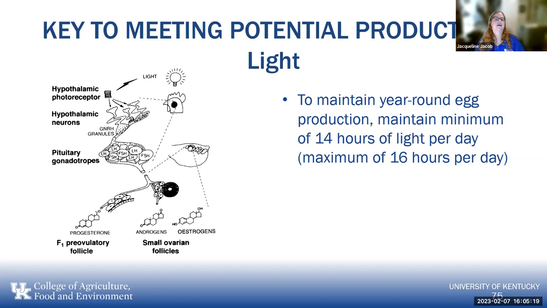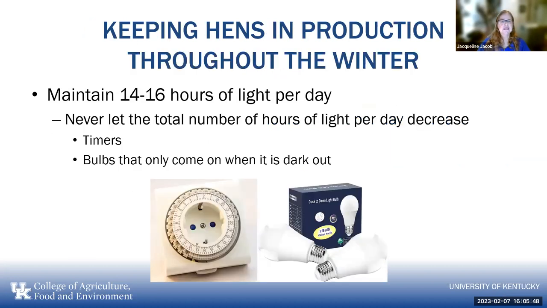And then the other question I get a lot is, why have my hens stopped laying eggs? Hens are very sensitive to the amount of light per day. As I said, to maintain year-round egg production, you must maintain a minimum of 14 hours of light per day. You can sometimes increase light later in production to increase production in the later stages, but you should never go over 16 hours per day. To keep hens laying throughout the winter when days are getting shorter, you need to have artificial light. You can use timers. You can use light bulbs that only come on dusk to dawn so that the lamp's not on 24/7.